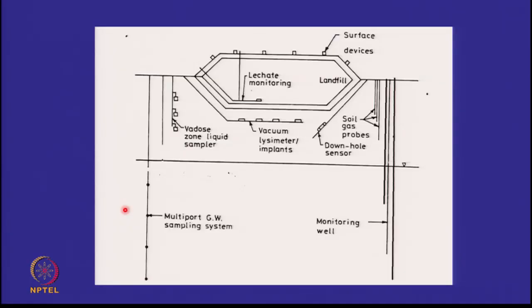In the end, after all the discussions that we have done, if I'm only looking at subsurface contamination, please understand I can in the vadose zone put a lot of sampling devices. A vadose zone liquid sampler, vacuum lysimeter, soil gas probe, all kinds of things. Downhole sensors. And in the saturated zone, I can use multi-port groundwater sampling or well clusters of different lengths.